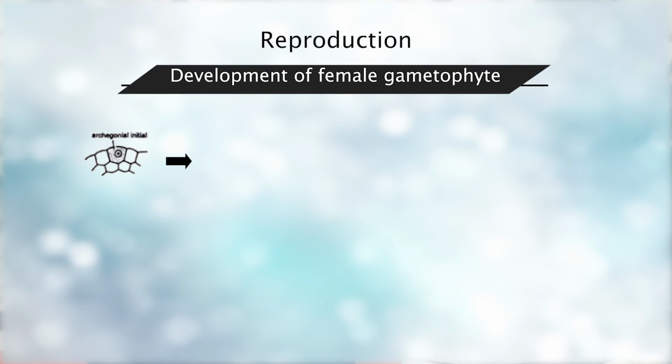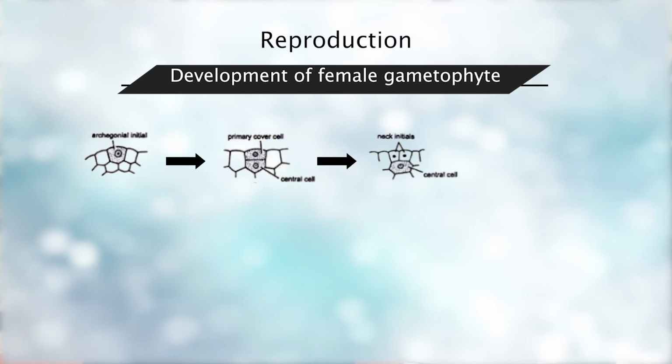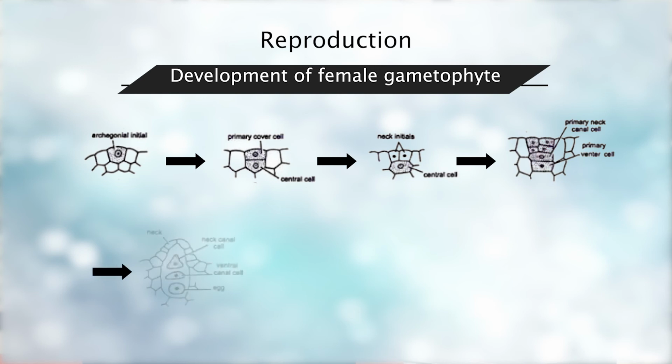Firstly, this is the archegonial initial. Now there will be a single division in which the primary cover cell and the central cell will be produced. The primary cover cell will form the neck initials. Now the neck initials will stay there to further form the neck cells. The central cell will further divide to form the primary neck canal cell and the primary venter cell. This primary venter cell will further divide to form the ventral canal cell and the egg. So the neck cells will be present at the top, then there will be this ventral canal cell and at the bottom there will be the egg cell.